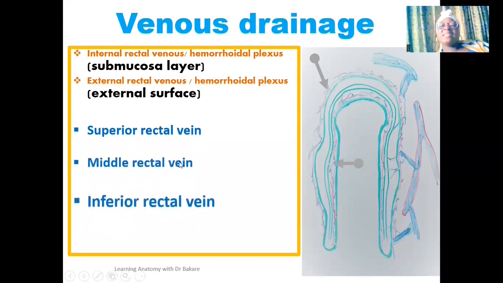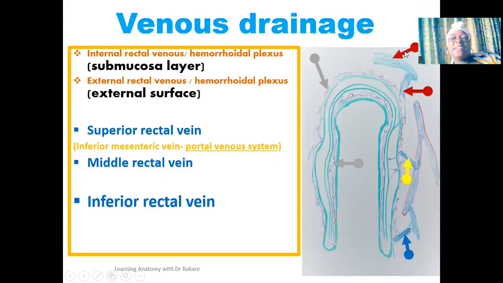So these veins are what finally collects the venous drainage of the rectum. The superior rectal vein is the one arrowed here in red. This is the middle rectal vein, and this is the inferior rectal vein. For the superior rectal vein, the venous blood is collected and drained into the inferior mesenteric vein. This is the inferior mesenteric vein here.